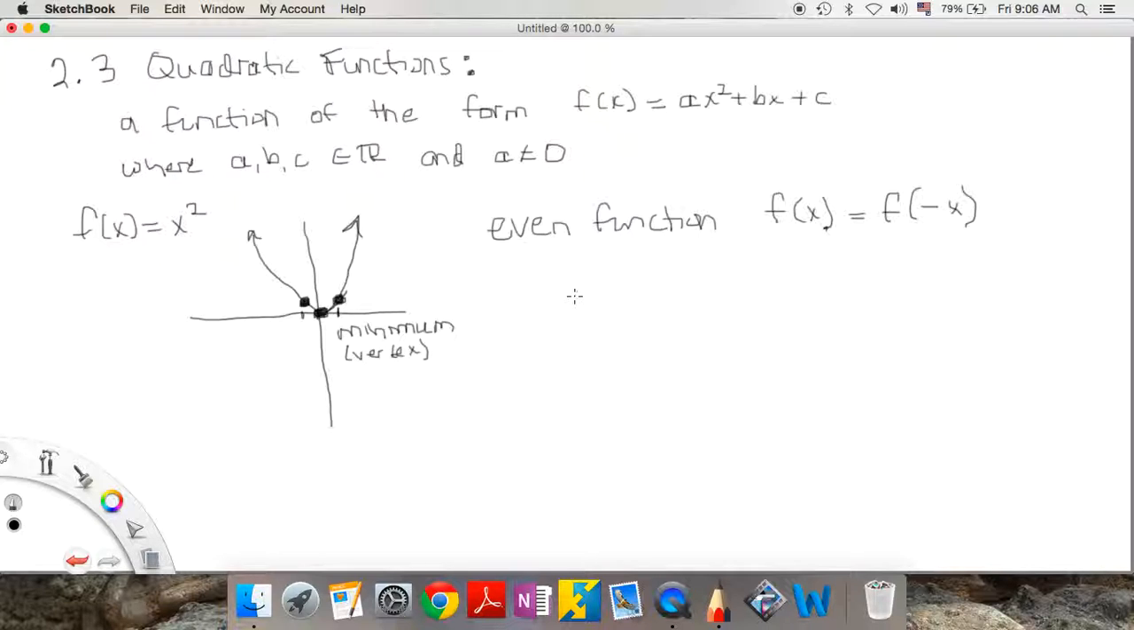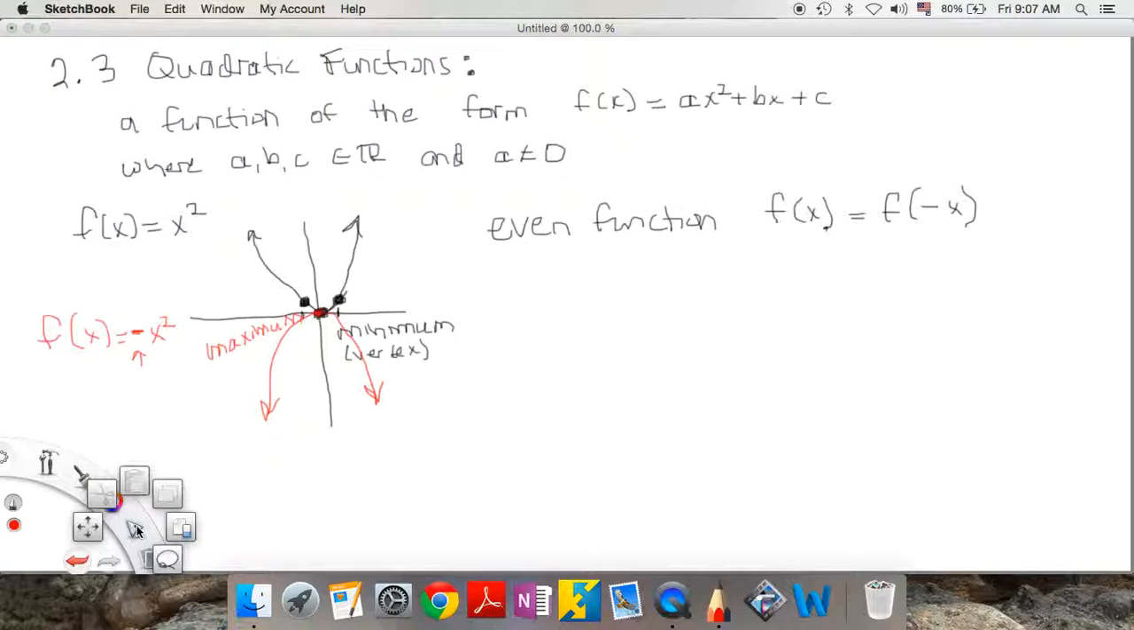Now, let's look at f of x equals negative x squared. If we have that one, it looks like this. It's still even, still a parabola, but this time we have a maximum. So this negative sign makes it a hill, but if it's a positive sign, it's a bowl. Negative sign means a hill, positive sign means a bowl.